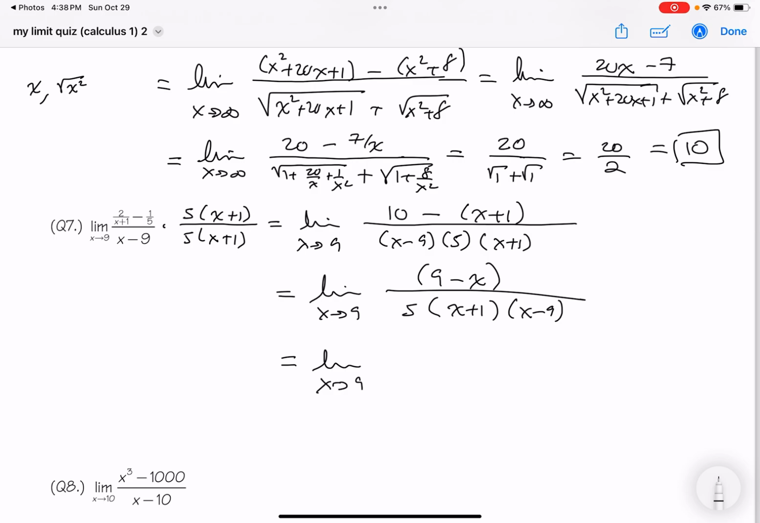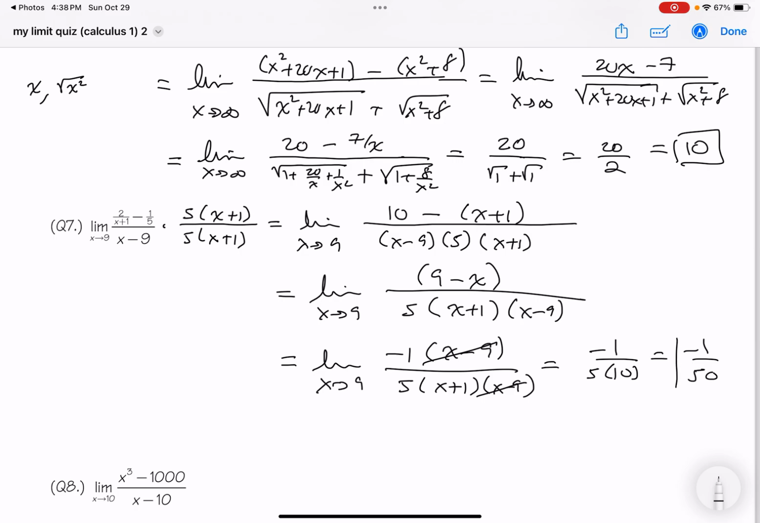x goes to 9, minus 1 over this should be x minus 9, and this is going to be 5 times x plus 1. I'm factoring a minus 1 from the top, by the way. This is x minus 9. This cancels, and the reason it cancels is x is not 9. And what do you get over here? Minus 1, and then you get 5, and 9 plus 1 is 10, so you get minus 1 over 50, and we're done with that one. All right, let's keep moving.